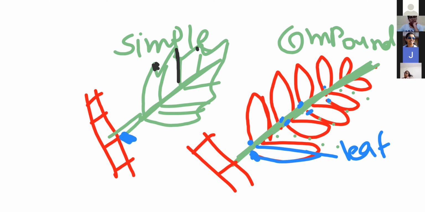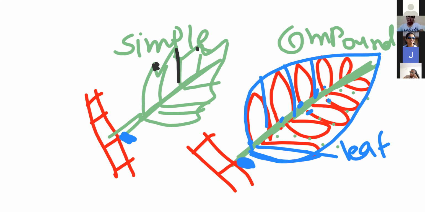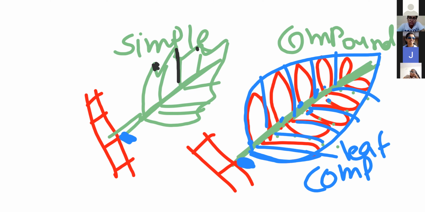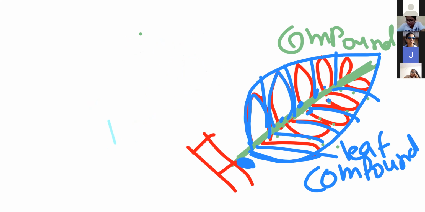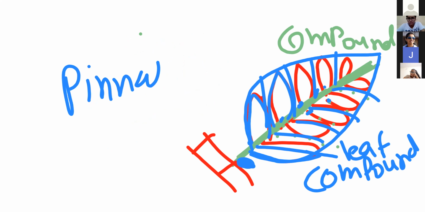But over here, remember that only at this point, this axillary bud is present. This indicates that here this is the entire leaf, but this leaf is dissected into small leaflet-like structures, and that's why we call it a compound leaf. And here this leaflet looks like a pinna, so that's why we call it a pinnately compound leaf.